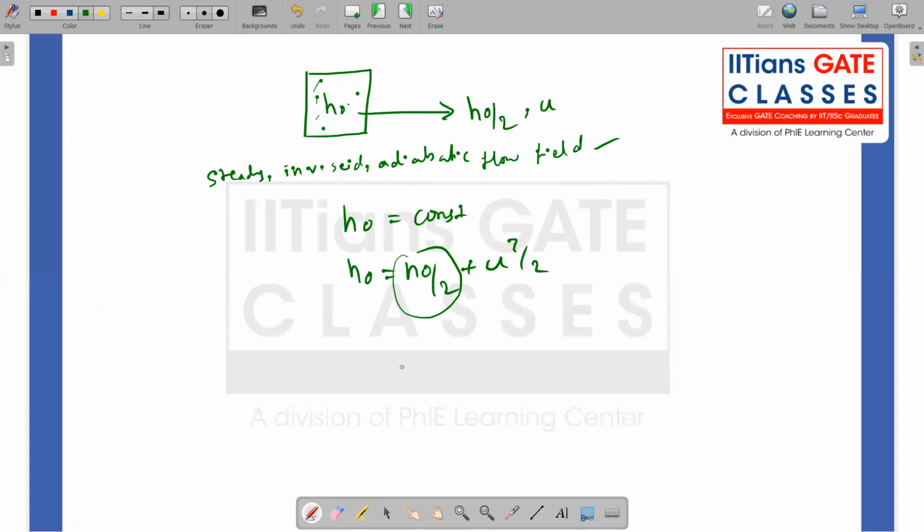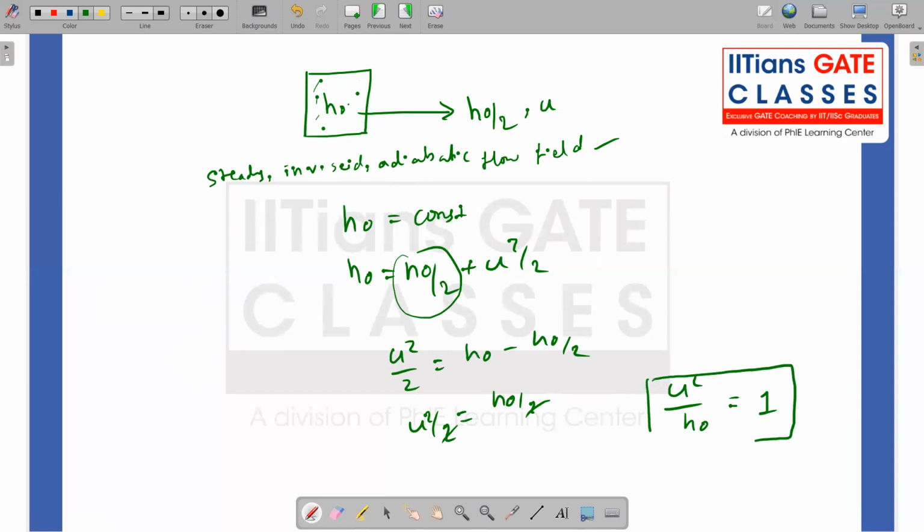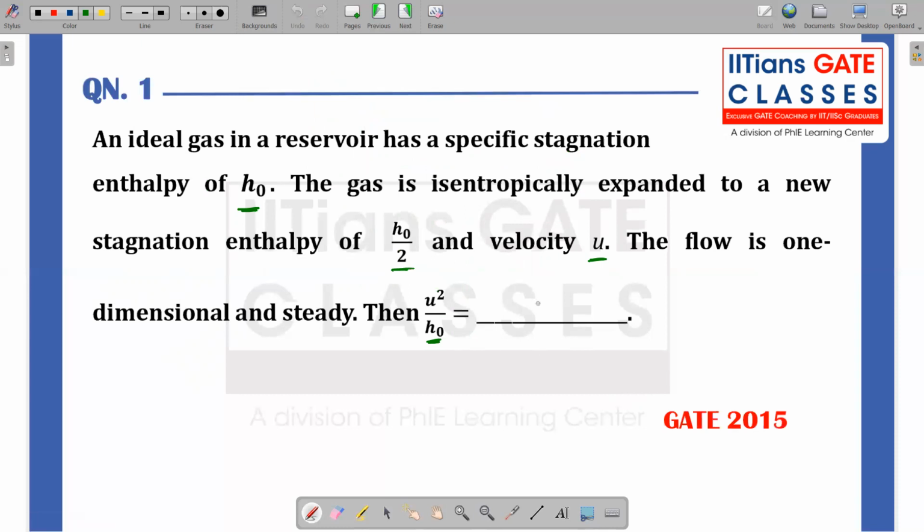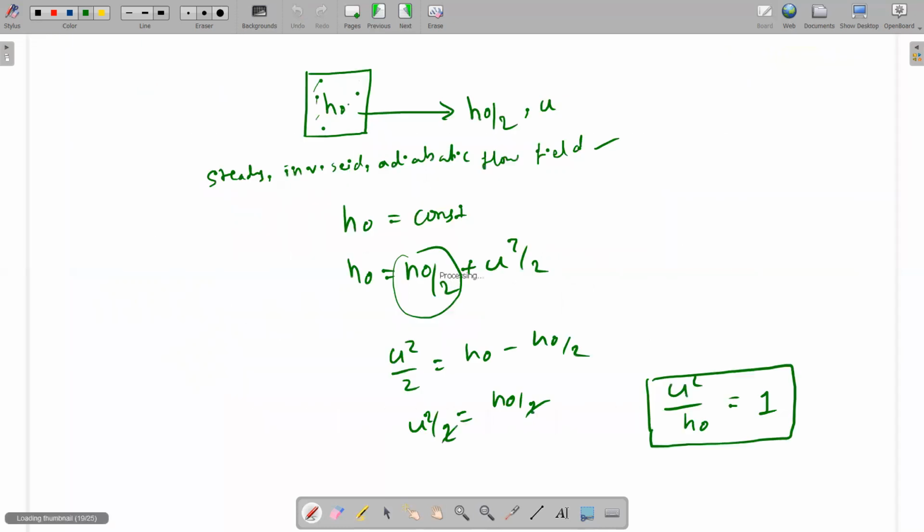So that means I have u square by 2 is equal to H naught minus H naught by 2, or I have H naught by 2 is equal to u square by 2. So 2 gets cancelled. I have u square by H naught is equal to 1. That is what is asked in the problem. So the answer for this particular problem is 1. Very simple problem.